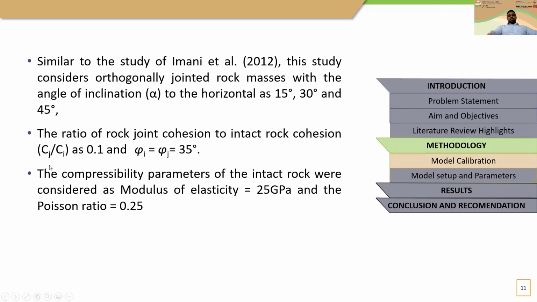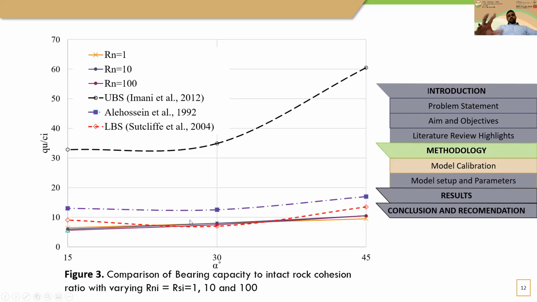What we've done here is similar to the study of Iman et al. This study considers orthogonal joint orientation angles of 15, 30, and 45 degrees, and these are the constants that we have used, similar to the study mentioned before, with the rock mass properties as shown here. By varying this, we have calibrated. The first step of calibration is done using this condition.